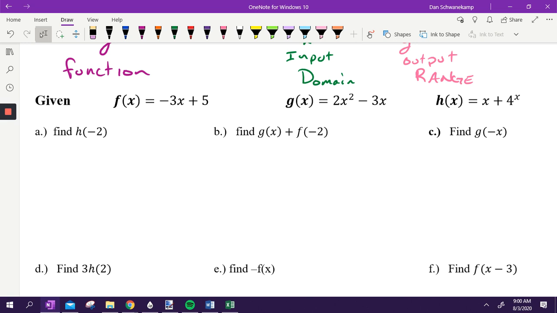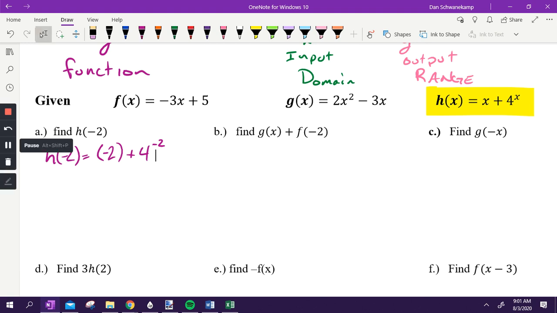Letter A says h of -2. So obviously, which function are we using here? We're using h of x. So that guy right there, that's the function we're using. We're doing h of -2. So h of -2 means everywhere you have an x, you are going to plug in -2. Simplify that, see what you get.